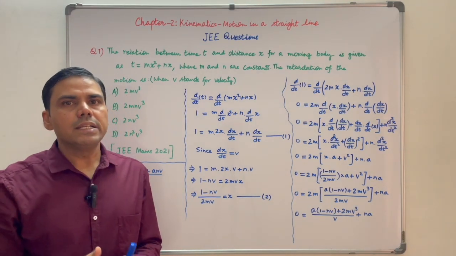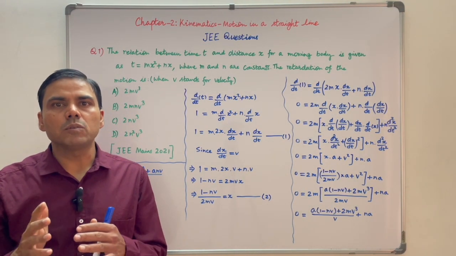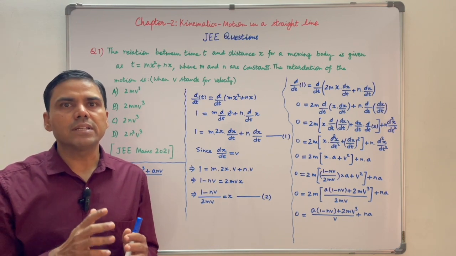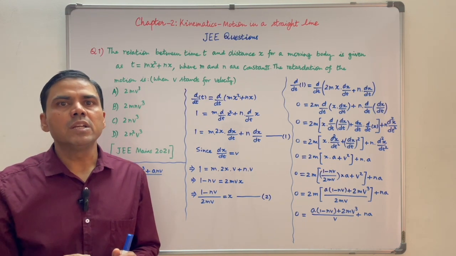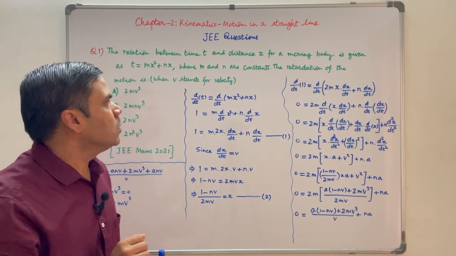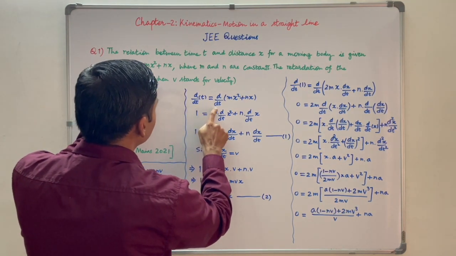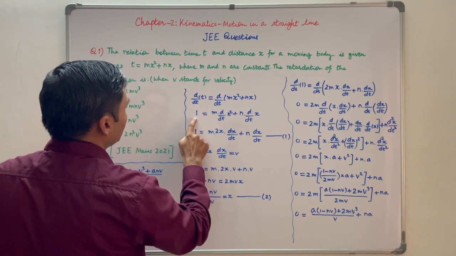We know that dx by dt is equal to v and d square x upon dt square is equal to a. So in order to get acceleration, that is d square x upon dt square, we need to double differentiate the given relation with respect to time. So let us start. d by dt of t is equal to d by dt of mx square plus nx. dt upon dt is equal to 1.